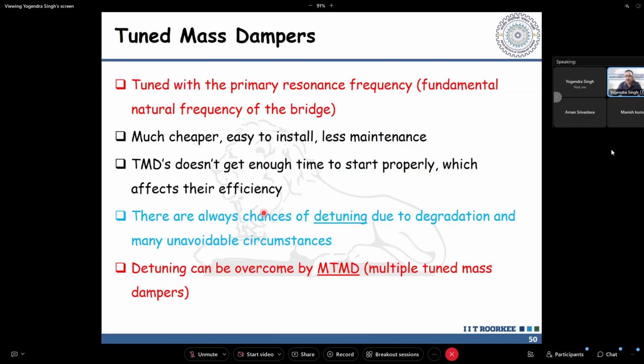Another problem is that with time, the dynamic characteristics of the bridge can change, and the dynamic characteristics of the tuned mass damper may also change. So there will be detuning. These tuned mass dampers work only when their frequency matches the frequency of the structure. If there is detuning, then its effect will be lost. To avoid this detuning, we use multiple tuned mass dampers, not one, but multiple with slight differences in frequency. Even if the frequency of the structure changes a little bit, it will be taken care of by some of the tuned mass dampers. There is another advantage of the tuned mass damper, which I will talk about slightly later.